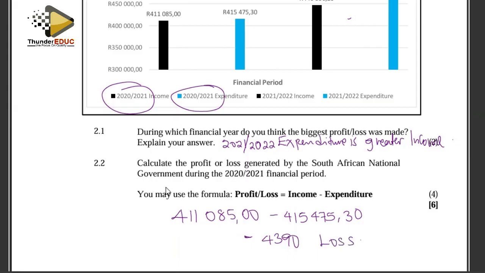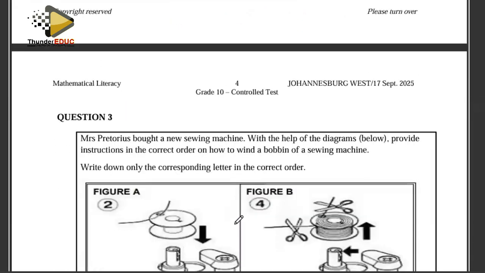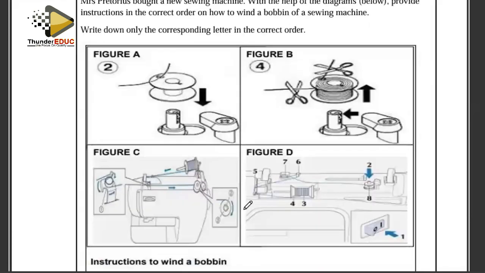Calculate the profit or loss generated by. So we have calculated and we've ended up saying it's a loss. Why? It ended up giving us what? A negative. And this brings us to the end of question number 2. Let's look at question number 3.